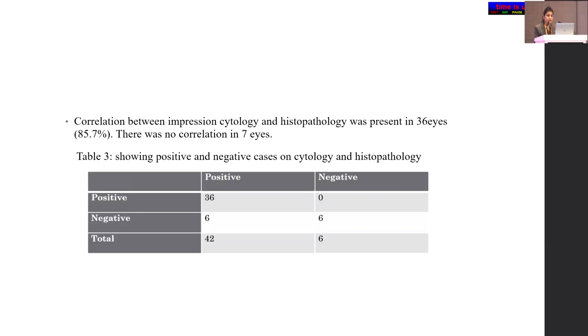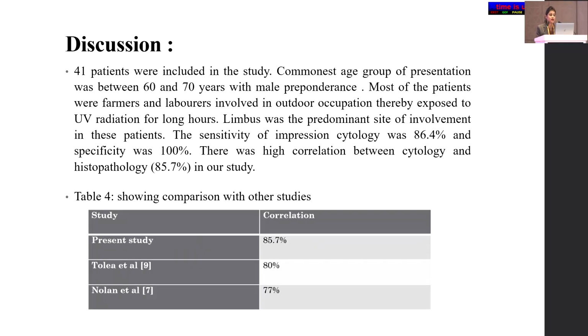Correlation between impression cytology and histopathology was seen in 36 eyes. No correlation was seen in 7 eyes. 85.7% of patients showed correlation, as shown in the table. Discussion: 41 patients were included in the study. The commonest age group of presentation was 60 to 70 years with male preponderance. Most of the patients were farmers and laborers involved in outdoor activity.